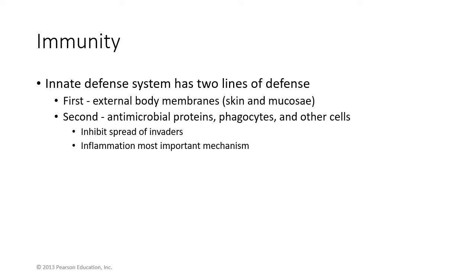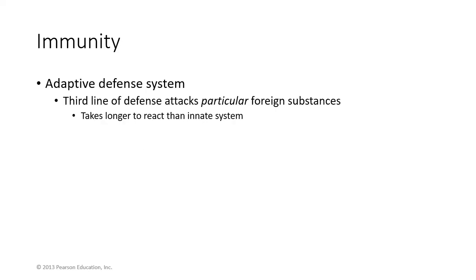And out of all of those second lines of defense, which we'll break down and talk about in more detail, inflammation is the most important mechanism, because inflammation is the body's warning or SOS signal to bring in all the other elements of the immune system and let you know that there's an infection going on, there's a problem, and the body needs to mount up a defense against it. So first and second lines of defense are innate, something you're born with.